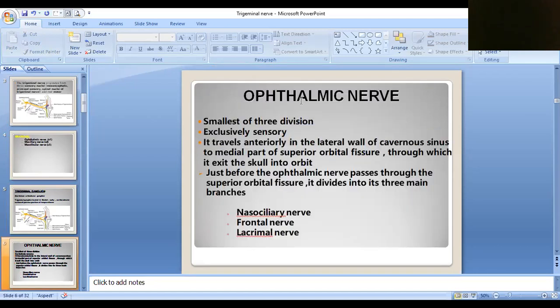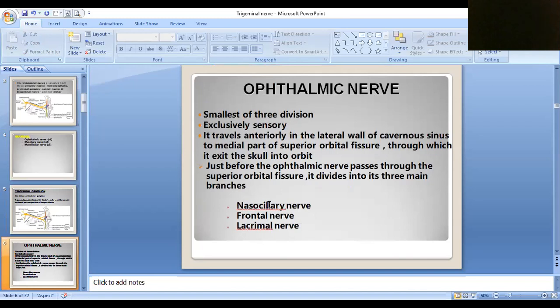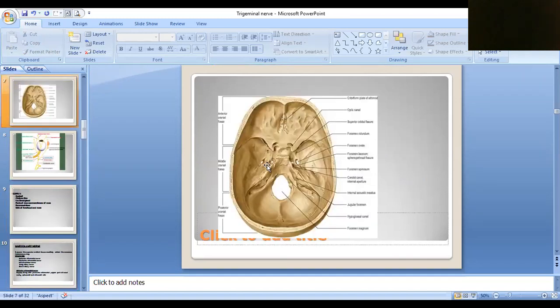Now we have to go through the ophthalmic nerve. The ophthalmic nerve is a purely sensory nerve. It is made up of sensory fibers. See, from the trigeminal ganglion, it runs forward. I told you this is the location of the trigeminal ganglion. From this ganglion, this ophthalmic division runs forward like this. This is the location of the trigeminal ganglion, and from it the ophthalmic nerve runs forward.